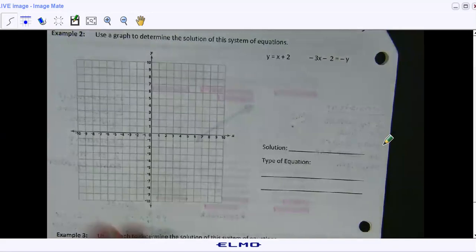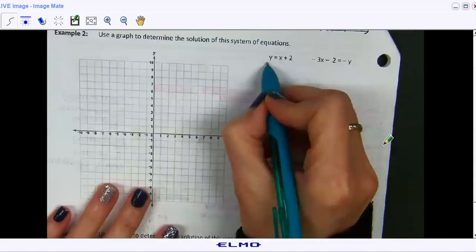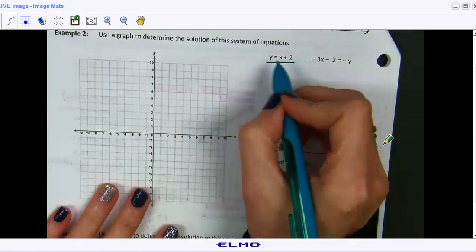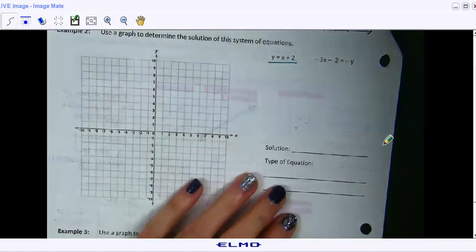What I want you to do on the back is put them both into slope-intercept form. You will see that the first one is already done for you, so you should already be able to graph this. But right now, I want everybody to put this in slope-intercept form. Make sure you can do that part.